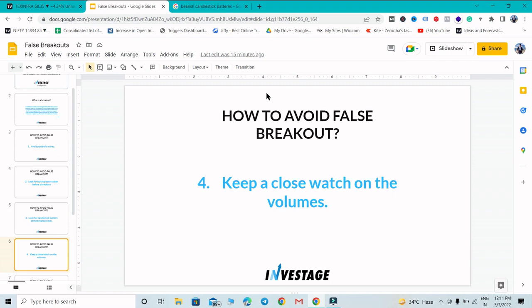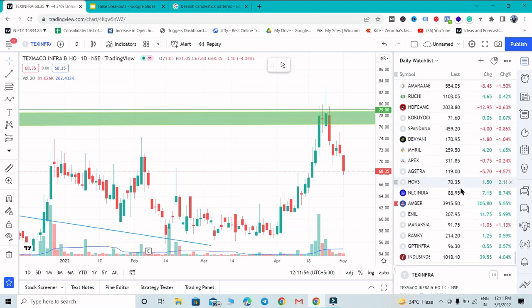Now this is self-explanatory: you just have to take the breakout trades where you spot volumes. Obviously, volume is something which will come after the breakout has happened, but what you have to consider is that during the time when the breakout is happening, if you spot a boost in the volumes, if extraordinary volumes are coming in, double, triple, five times the average volume or more than that, then you can consider entering.